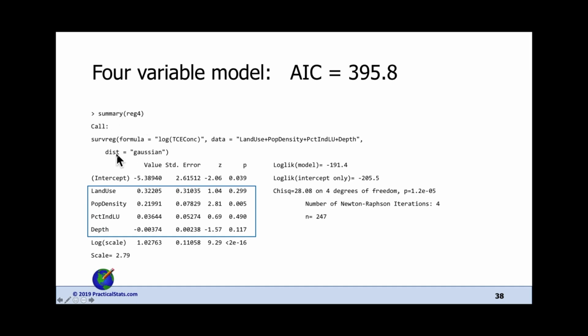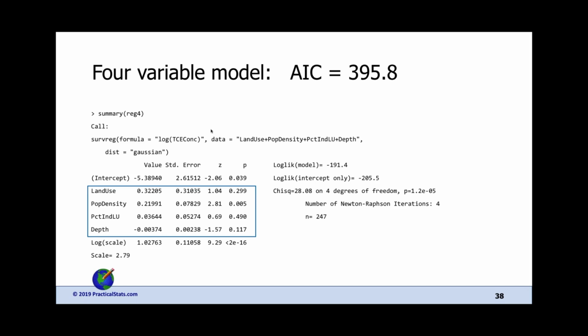A multiple regression model gives you back p-values for land use, population density, percent industrial land use, and depth. Also, importantly, it gives you back some of these MLE statistics and an AIC, although I don't see it right here. It did come out on the output, but I must have chopped it off to fit all of this on this slide. So the AIC is a measure of quality, really a measure of lack of quality, a measure of error of a regression equation. You want to keep that small, and it's 395.8.